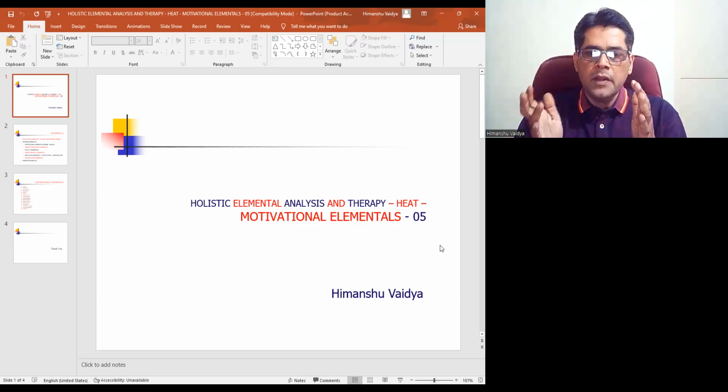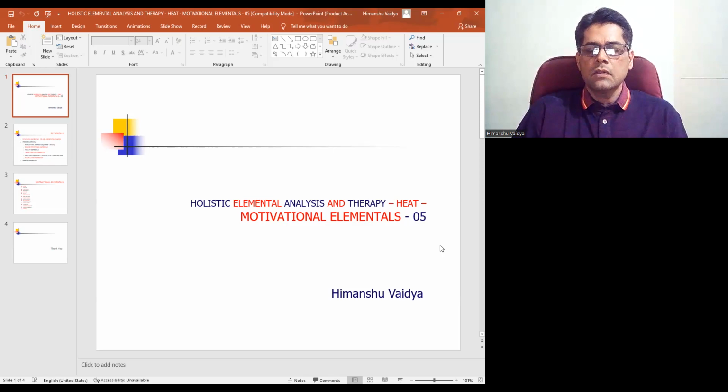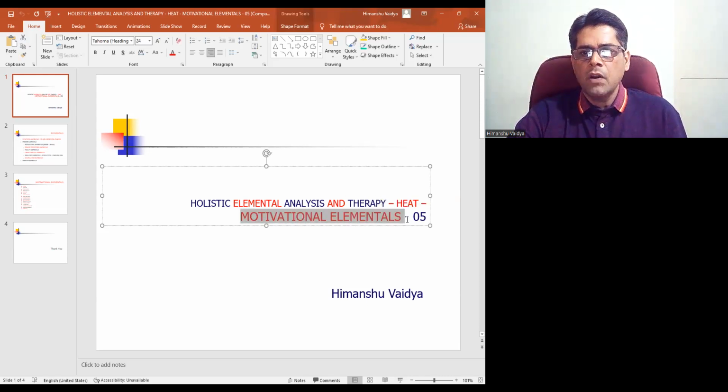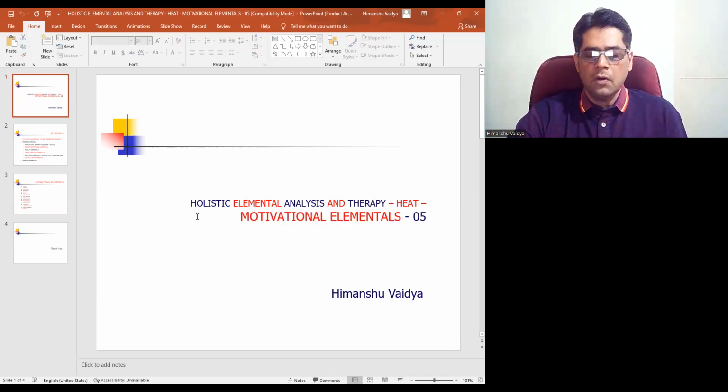It is modular in nature, can be used in the believer's framework or can be used in secular framework also. We took a look at what are the different categories of elementals, and today we'll focus on one category of elementals known as the motivational elementals. Let us first revise what we saw last time.